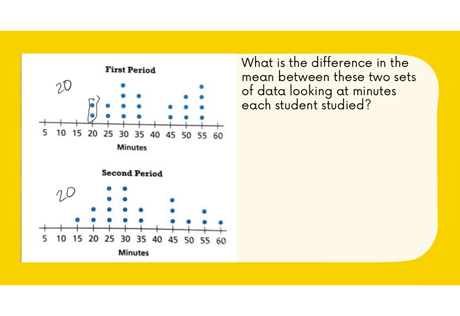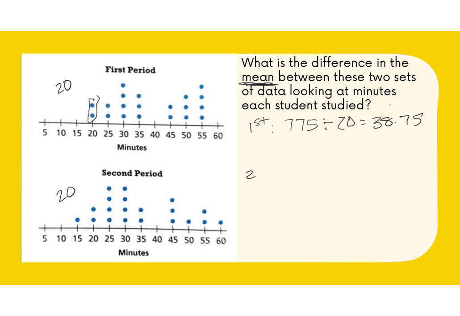So to do the mean, we're going to add up all of our totals. So I've got 2 20s, 2 25s, 4 30s, 3 35s, 2 45s, 3 50s, and 4 55s. So for my first period data set, I have a total of 775 minutes divided by the 20 students, which is 38.75.